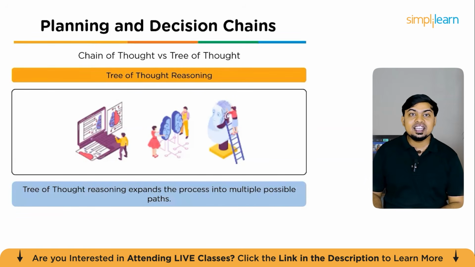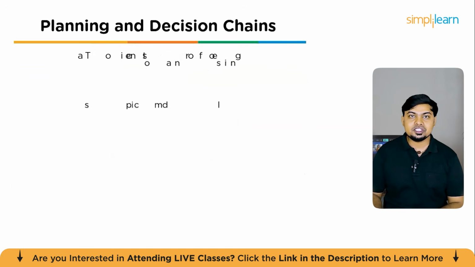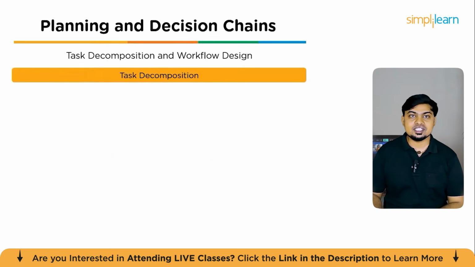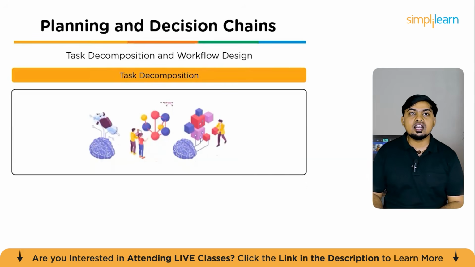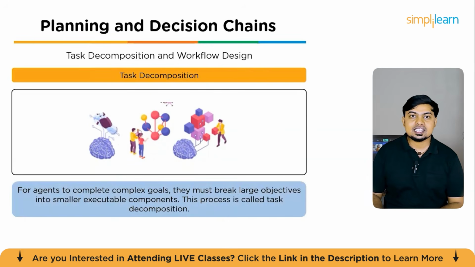And in real world AI agent systems, both approaches are often combined depending on the complexity of the task. Now, let's go through task decomposition and workflow design for agents. For AI agents to complete complex goals, they must break large objectives into smaller executable components. This process is called task decomposition.